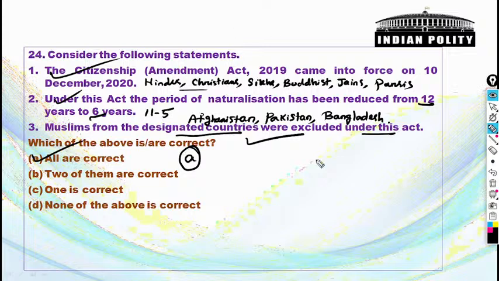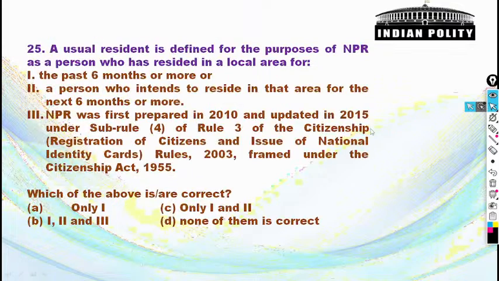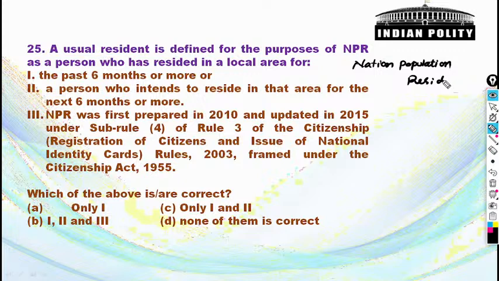Okay, now we'll come to the last question. Today we have 25 questions only. A usual resident is defined for the purpose of NPR. What is NPR? Any idea? It is the National Population Register. It records the usual residents in a given place.